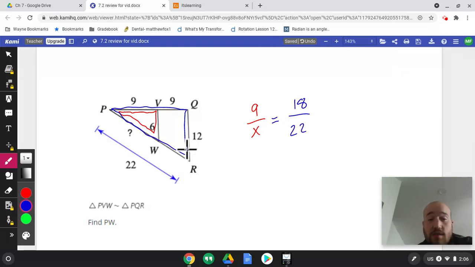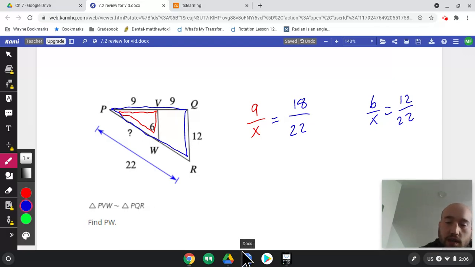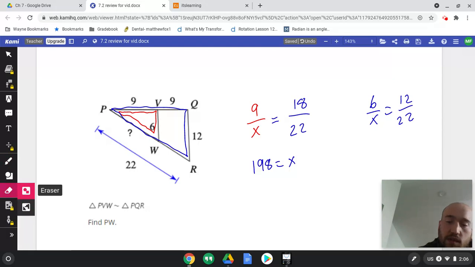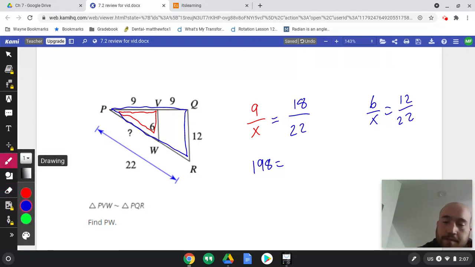The other option is, instead of using the 9 and the 18 on top, you could have had the 6 and the 12. So it doesn't really matter. If we do 6 over x equals 12 over 22, these two things should give us the same answer, okay? So we cross multiply 9 times 22. That's going to give us 198. That equals, oops, not just x, that equals 18x. We divide by 18, we'll get x equal 11.